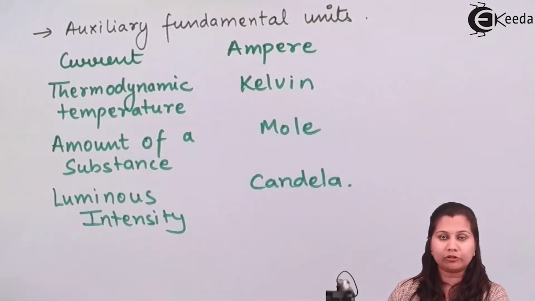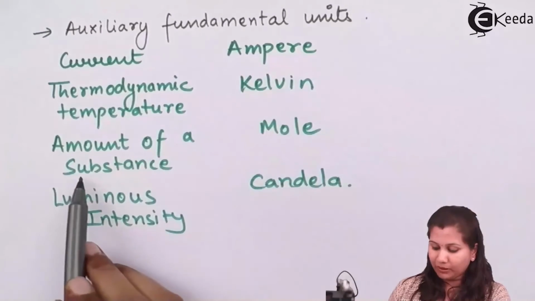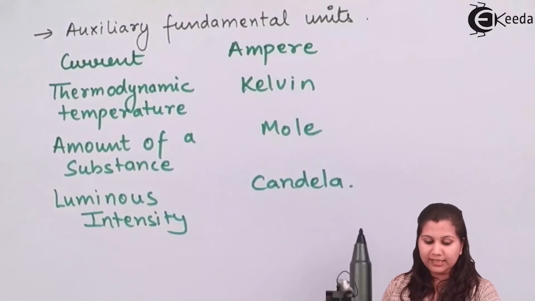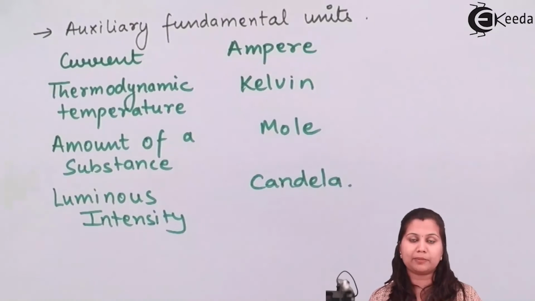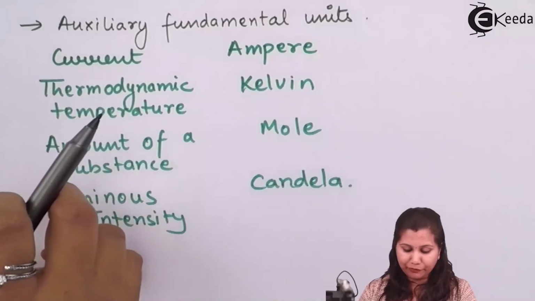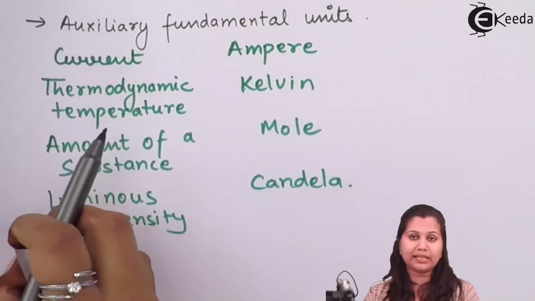Like thermal and electrical units: for current we have ampere, for temperature we have Kelvin, for amount of a substance we have mole, and for luminous intensity we have candela. So these are the 7 fundamental units, and all the other units can be expressed in terms of these fundamental units. The next type of units are the derived units. Derived units are those units which can be expressed in terms of the fundamental units, and all the other units other than these 7 units come under the category of derived units.